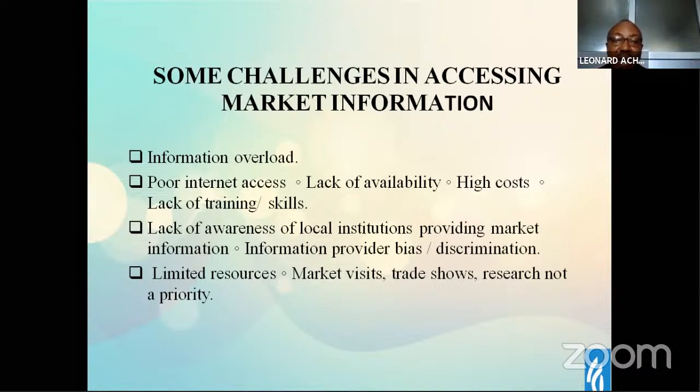Then we also have a challenge of poor internet access. You will bear with me that since we started the class this morning, we have gone offline several times. And that's exactly what we are saying. We're not there yet, but someday we'll be there. And so you must prepare your mind for poor internet access.